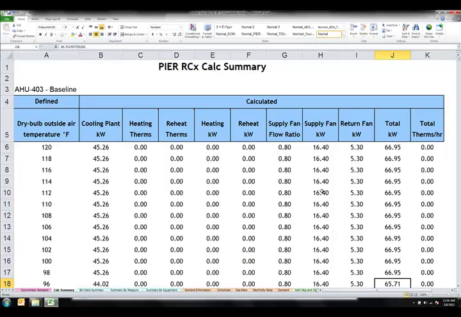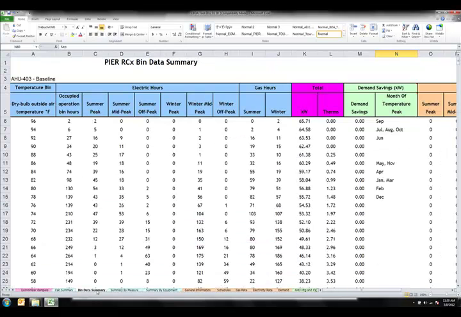So that's shown here. On the bin data summary worksheet, it applies the number of hours at each temperature bin to the demand values to obtain the total energy usage. Okay, so let's start with the calculation summary worksheet.